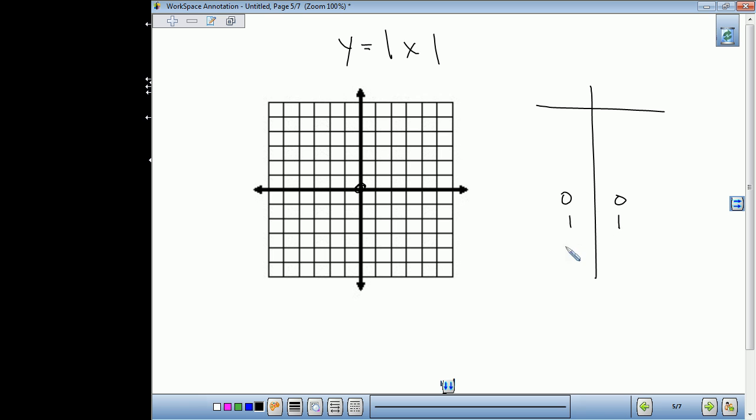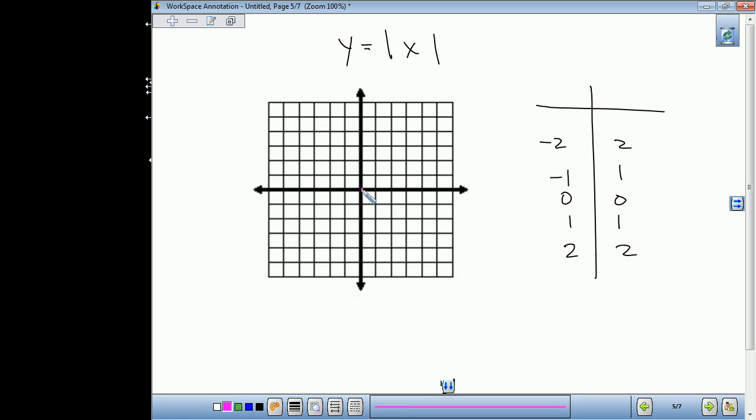Now, how far away is 1 from 0? 1. How far away is 2 from 0? 2. How far away is negative 1 from 0? 1. How far away is negative 2 from 0? 2. So, we may think in our head the shortcut, absolute value just makes everything positive. But what it is, absolute value is a measure of a distance from 0. And can a measure of a distance ever be negative? No. Okay.